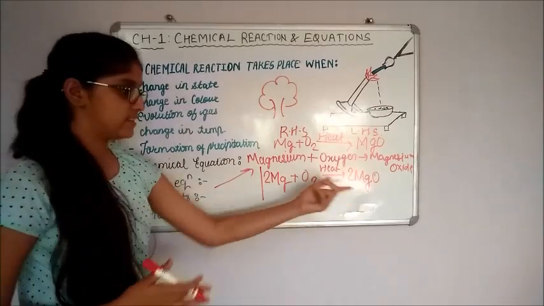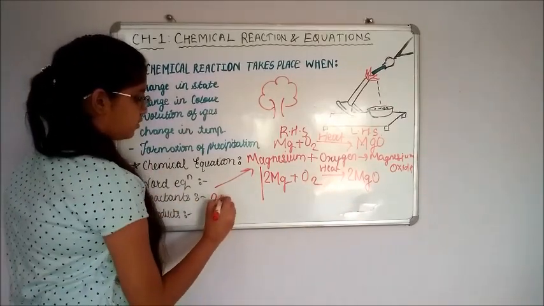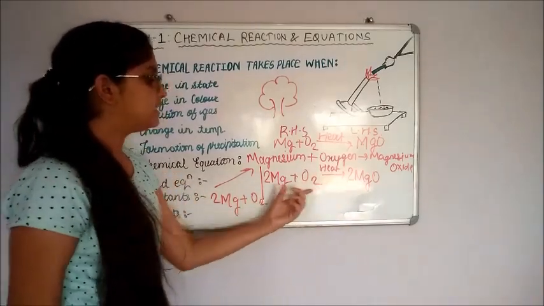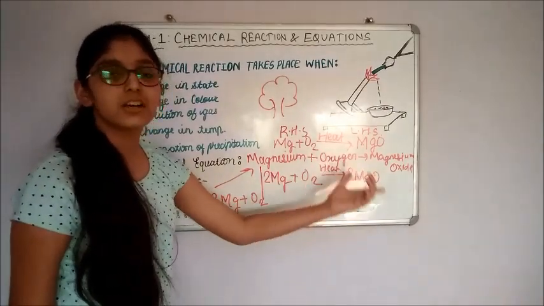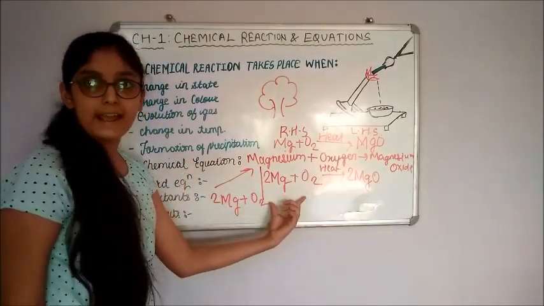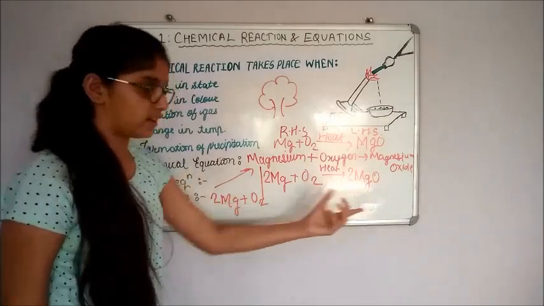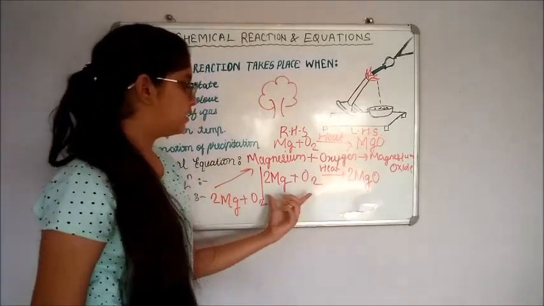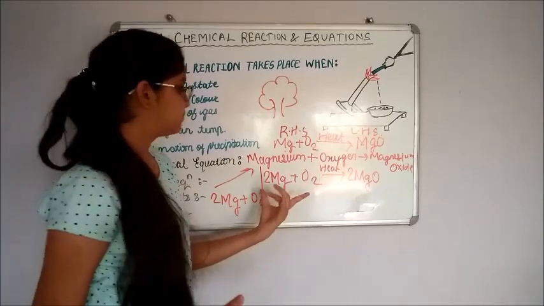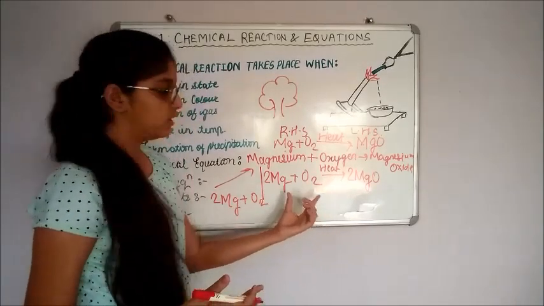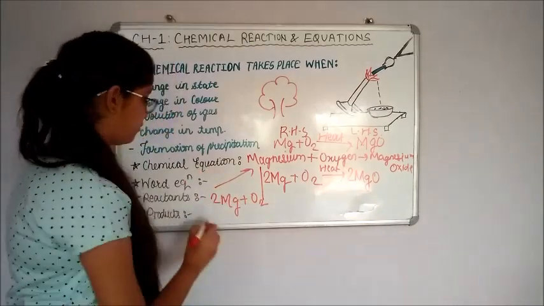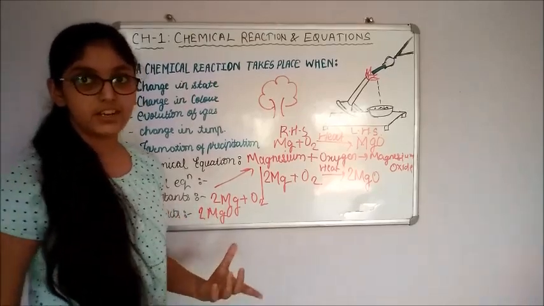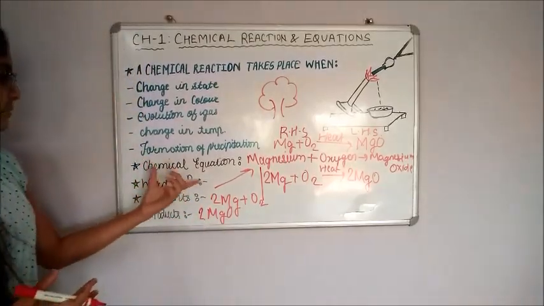Now what are reactants in this chemical equation? 2Mg plus O2 are the reactants. Anything which reacts to form a new substance is known as a reactant. Reactants combine to form the product. The end product is known as the product. So 2Mg plus O2, the reactants, give us the product. Therefore 2MgO is the product. Hope I clarified your doubts about reactants, products, word equation, chemical equation and what a chemical reaction is.